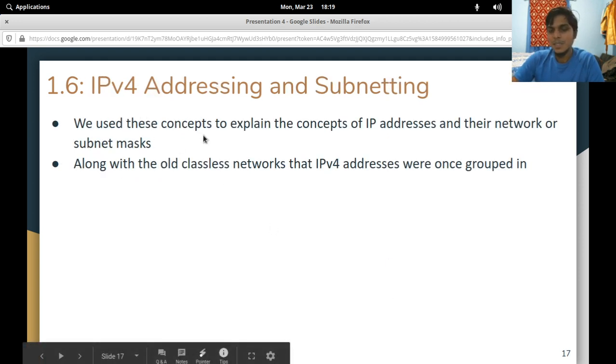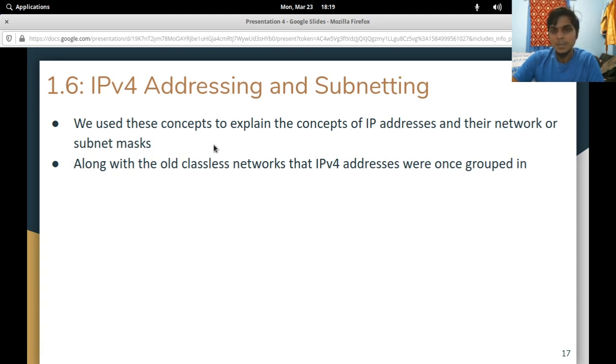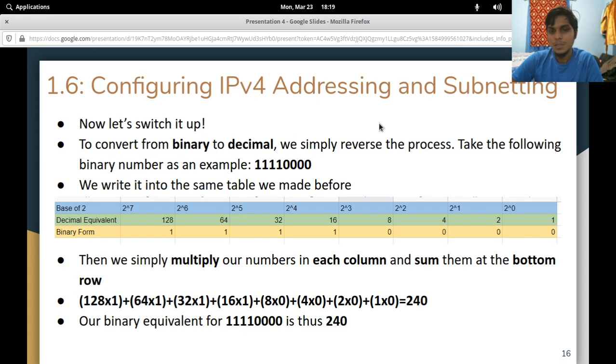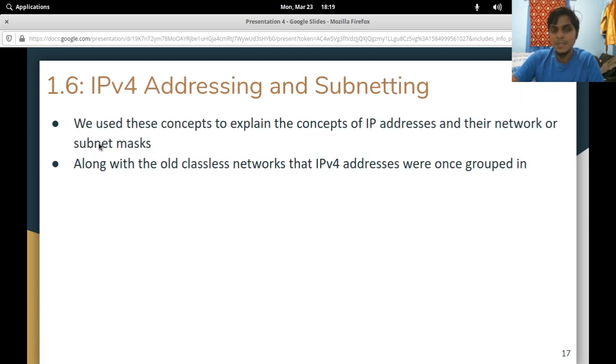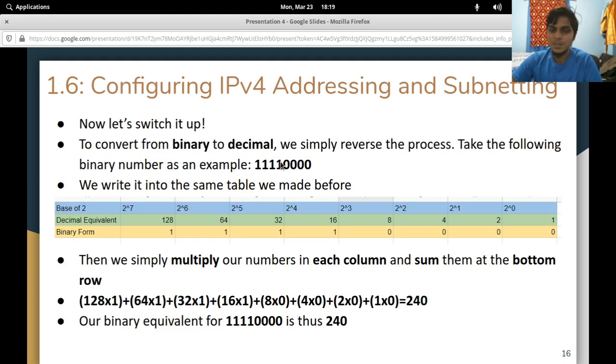So we use these concepts to explain the concept of IP addresses and their networks or subnet masks. Based on our new understanding of the binary equivalent to these decimal numbers, we now understand the significance of subnet masks and how to get all of those important bits of information if we're given an IP address and a subnet mask, right? Remember the whole binary ANDing and getting the network address, and then the broadcast address, and then the first usable IP, and all of those things. So all of that was based on our understanding of binary addresses here.